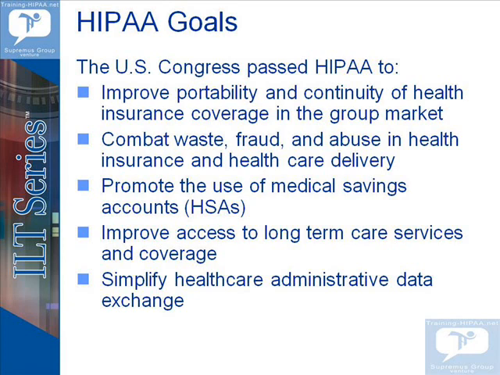It promoted the use of medical savings accounts, also known as HSAs, or health savings accounts. The purpose behind the health savings accounts was to allow individuals to set aside money that can be used to pay for health care expenses, such as if an employee is enrolled in a high deductible health insurance plan, that money could be used to pay for the health care that would not be covered because of the high deductible. And that money that is set aside is tax-free.